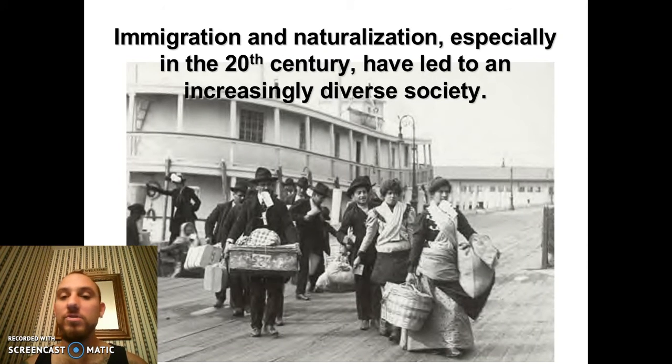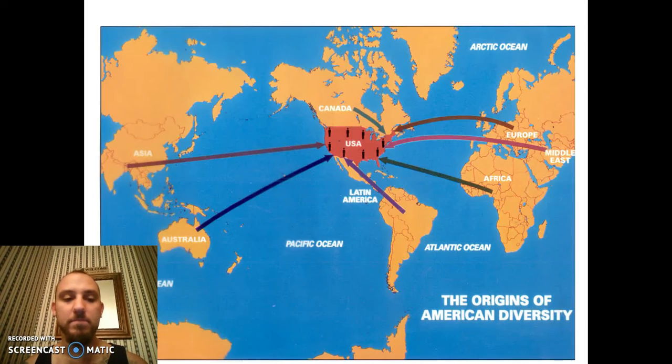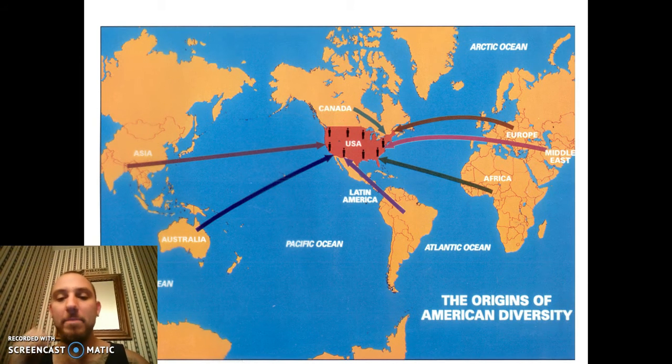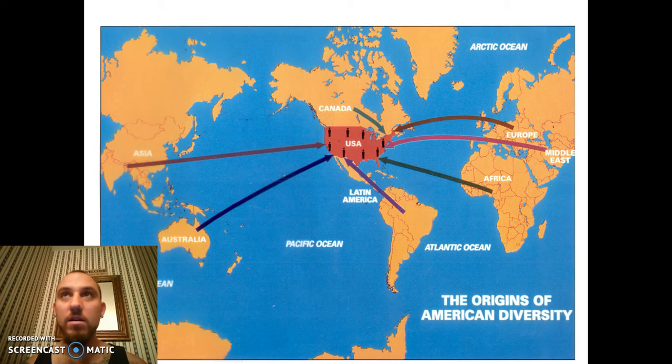First of all, it's important to know, and I know you've noted it before, that immigration and naturalization, especially in the 20th century, have led to an increasingly diverse society. If you look at this map, you can see the origins of American diversity show people coming from all other places, coming from Asia, Australia, Latin America, Canada, Europe, the Middle East, and Africa to the United States, showing us that the way we experience our diversity is through various cultures from various parts of the world coming to us.